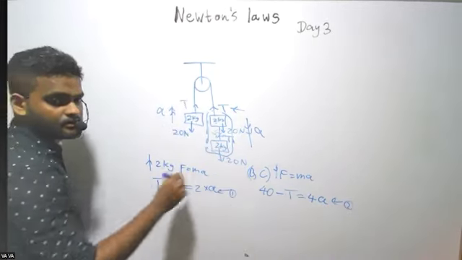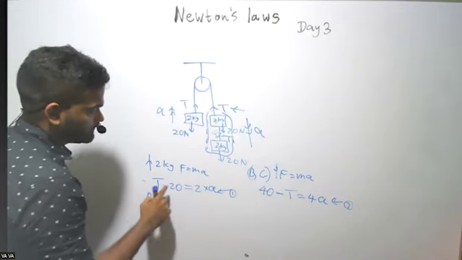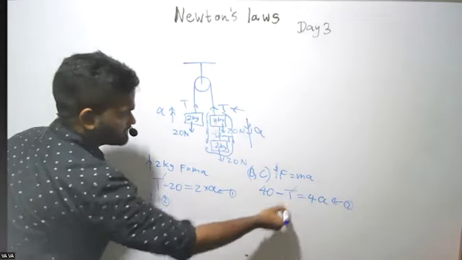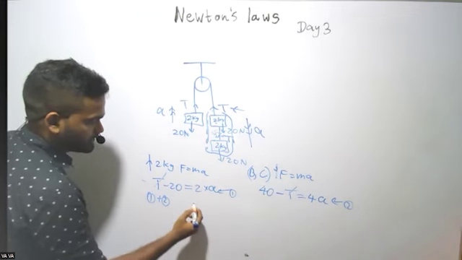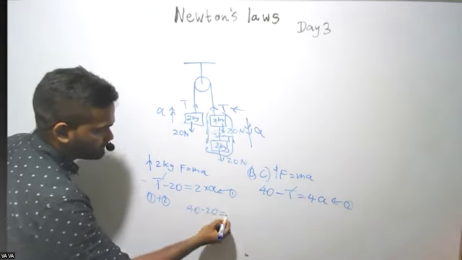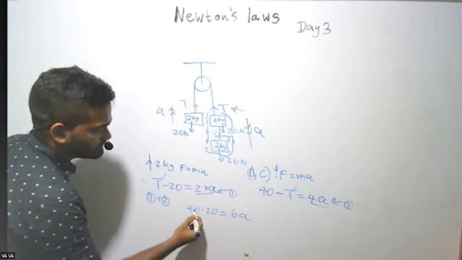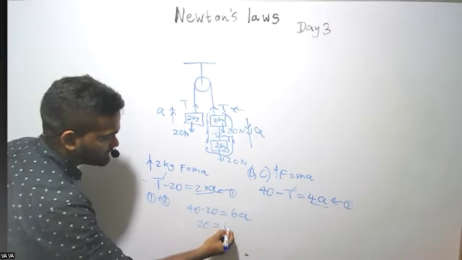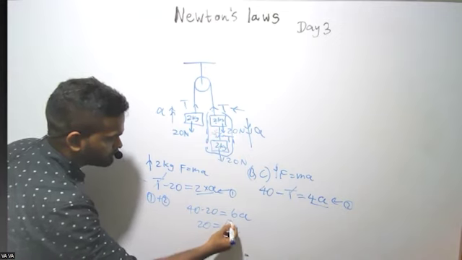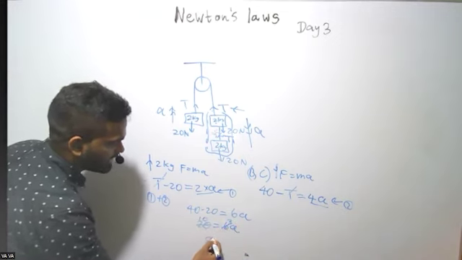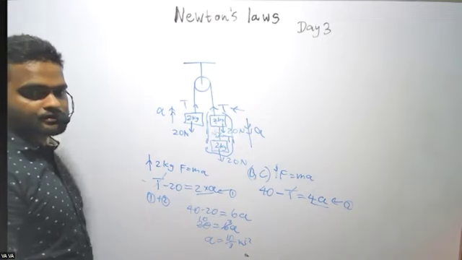Then you can add these two, 1 plus 2, and get rid of the tension. When you add them, T minus T cancels off. This is 40 minus 20 equals 2a plus 4a, that is 6a. So 20 equals 6a. Divide by 2, this becomes 10 over 3. Then the acceleration is 10 over 3. Okay, we found the acceleration.